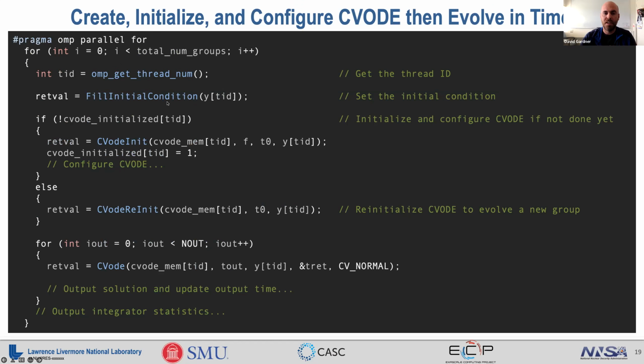Going to fill our initial conditions. If we haven't set up CVODE before, we're going to set up the CVODE for this thread and stream, and then set up CVODE like we would in the prior version of the problem. If we've already done it, then we just need to reinitialize CVODE for this new group. And like before, we'll loop over the output times just using the right CVODE memory and vector that go with this stream and thread. Output solutions, print integrator statistics, just like before.